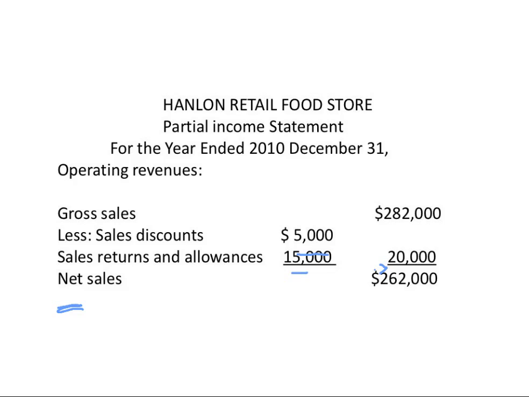Now, in our accounting records, sales is a credit balance account. And sales discounts and sales returns and allowances are contra accounts. They're debit balance accounts because they will be subtracted from gross sales to get net sales. Next, we will look at the cost of goods sold section.